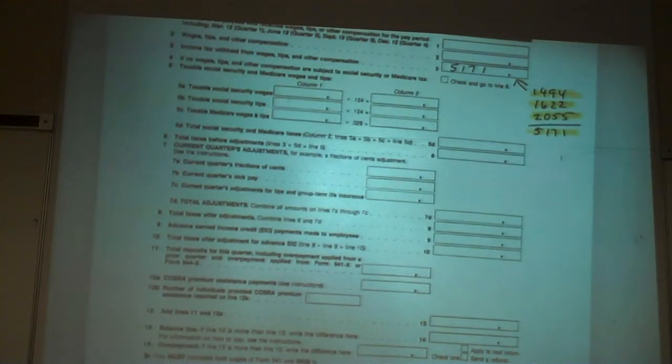Line number 4 says, if no wages, tips, and other compensation are subject to Social Security or Medicare tax, check and go to line 6. Well, we paid Medicare, OASDI, and Social Security, so we're not going to check that. We're going to continue on. Okay, we'll go to line number 5. It says, taxable Social Security and Medicare wages and tips.